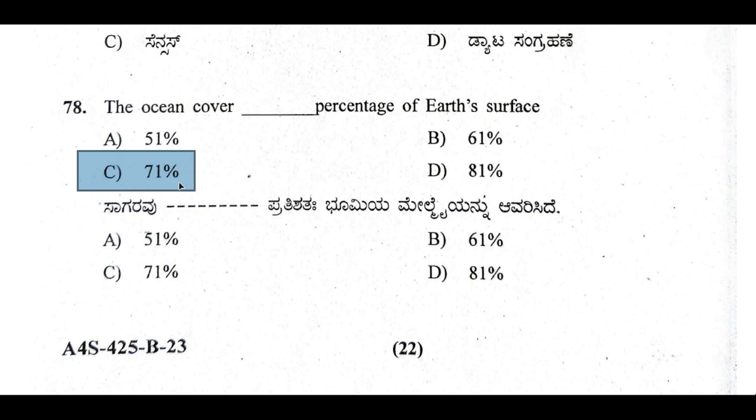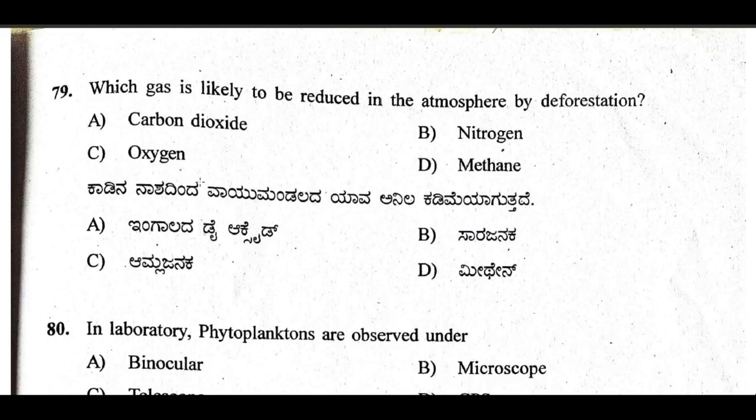Question number 79, which gas is likely to be reduced in the atmosphere by deforestation? Option A, carbon dioxide. Option B, nitrogen. Option C, oxygen. Or D, methane. The right option is option C, that is oxygen. With deforestation, we can reduce the oxygen in the atmosphere. So oxygen is the gas which is likely to be reduced in the atmosphere by deforestation. So option C is the right answer.